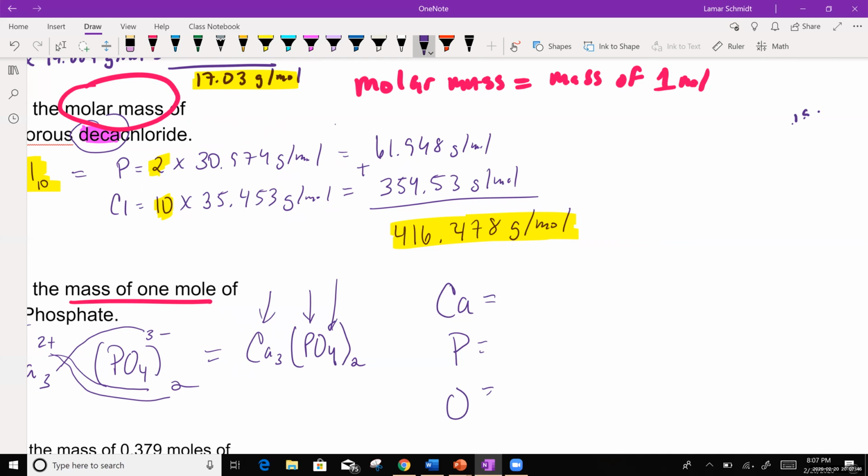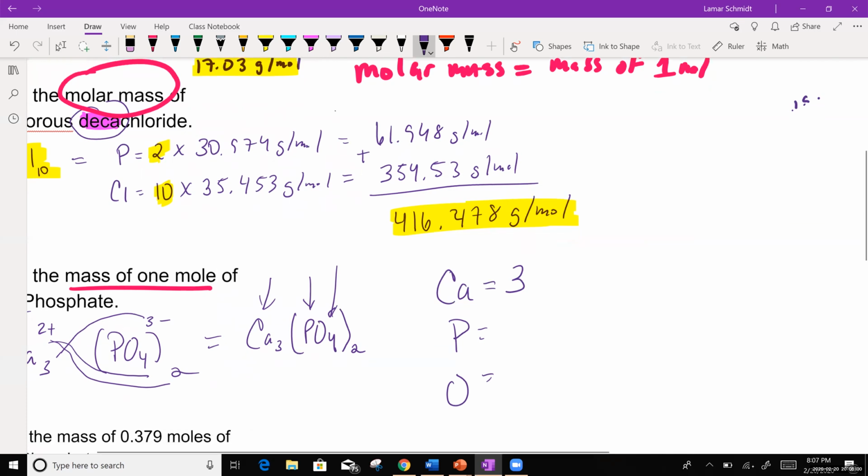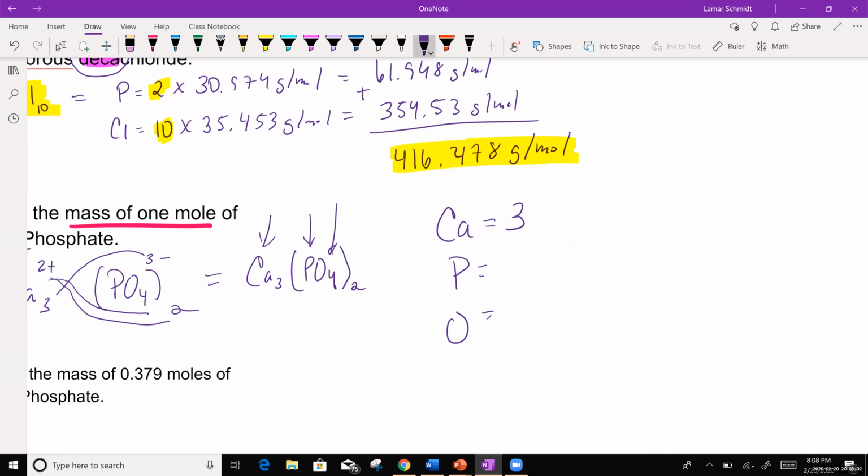These are the 3 things that we see in this compound. So you do not keep the phosphate together. You do not say PO4 is one thing. When you're calculating the molar mass, you separate everything. So how many calcium do we have? 3. How many phosphorus do we have? We have 2, because this phosphate is having 2 of those.